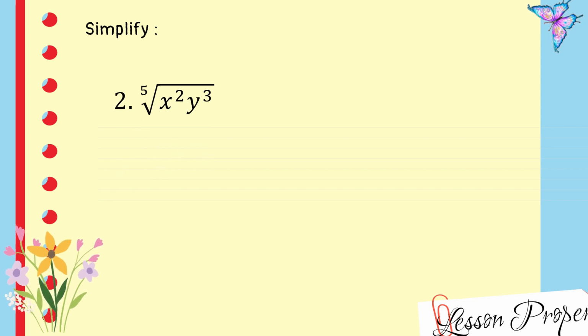Next, fifth root of x squared y cubed. So let's apply the product rule for radicals. We can write this as fifth root of x squared times fifth root of y cubed.